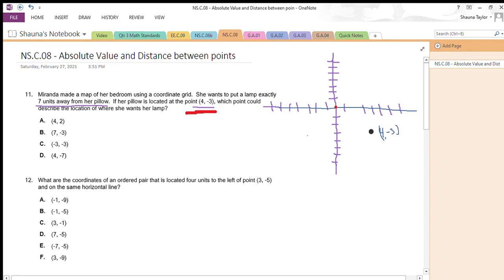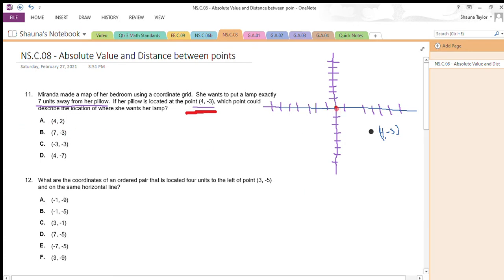Okay, so now she wants her pillow to be 7 units away from her. So one of these answers, A, B, C, D, is our answer. So all you have to do is plot these points on your coordinate grid, and then we'll find out what the distance of 7 is, okay? So let me go to draw. Let me get a red dot here. Let me find 4 and 2.